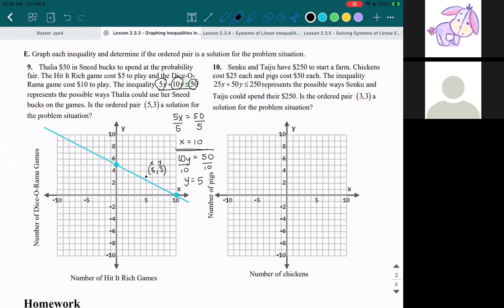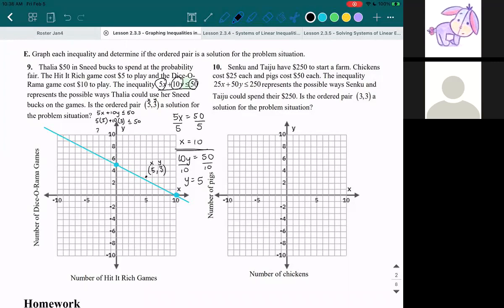So let's take our equation. I'm going to rewrite our equation because I need space and I had already kind of written over it. So 5x plus 10y less than or equal to 50. Here's our equation, and then we're going to plug in 5 for x and 3 for y, because our point is (5, 3), x and y. We're going to see, is this true or not?